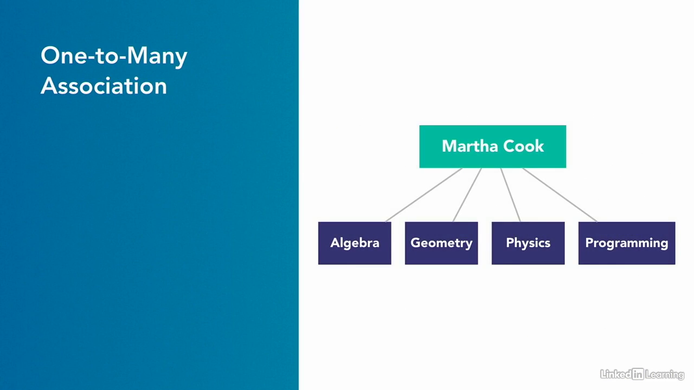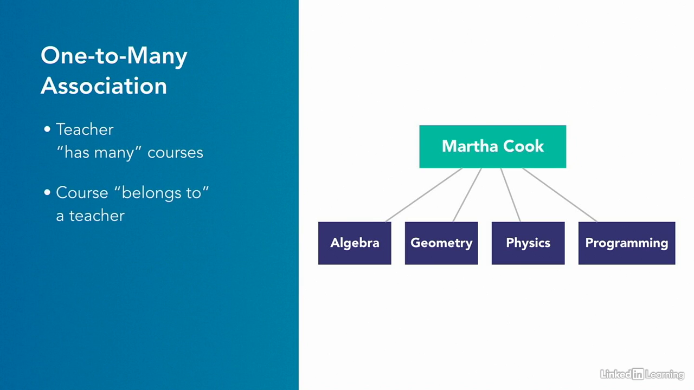To get an idea of a one-to-many association, imagine a teacher. I've named the teacher Martha Cook, and Martha Cook is teaching several courses exclusively. She has an algebra course, a geometry course, a physics course, and a programming course. You can say that the teacher has many courses, or you could say that each course belongs to a teacher.